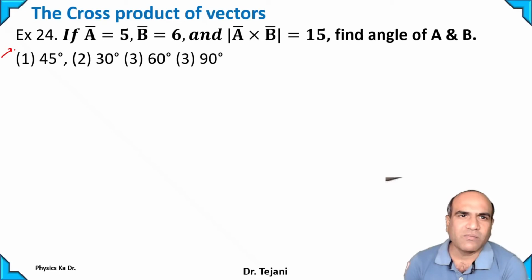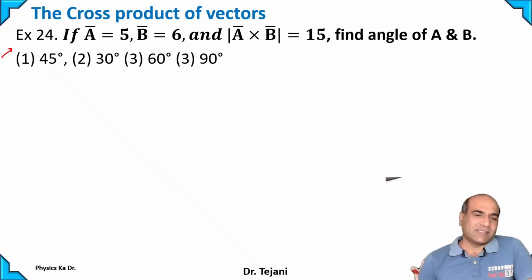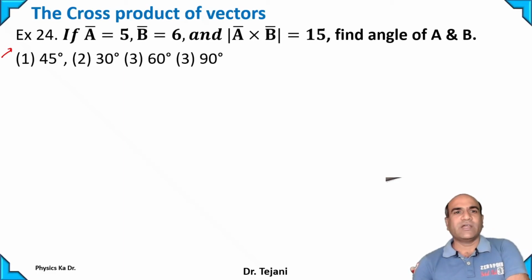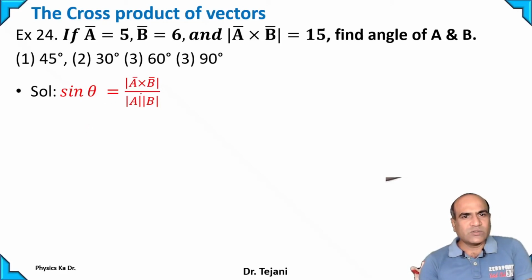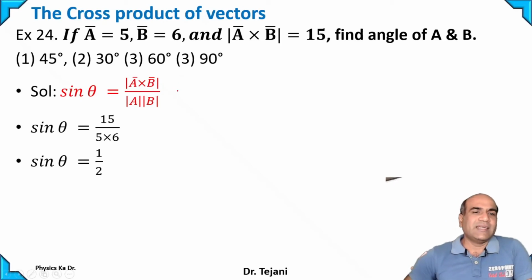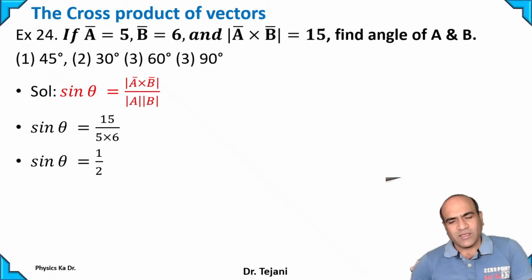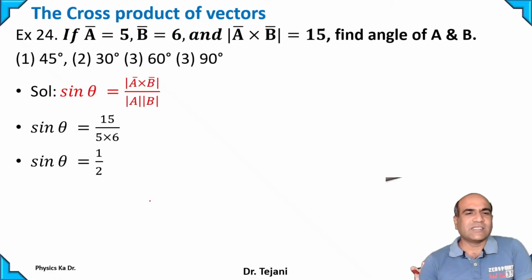If A bar is equal to 5, B bar is 6, and A bar cross B bar is equal to 15. Direct answers are given. Find the angle of A cross B. In the examination, you will have four options, so you can find out one of them. So sine theta is equal to the magnitude of the cross product, 15, divided by the product of A and B, which are also given. We can solve this. So ultimately, sine theta is equal to 1 half. We know this answer. This is very simple.